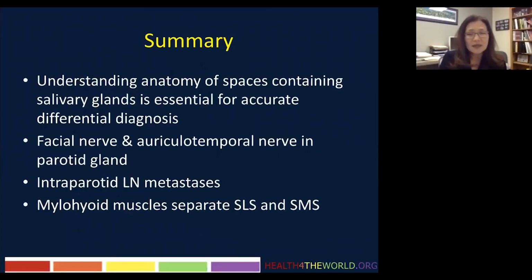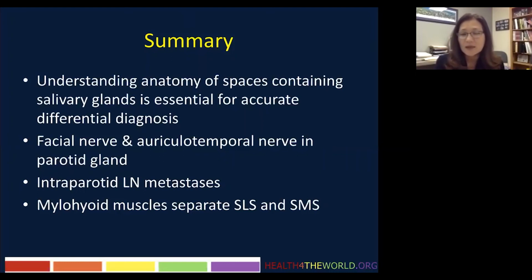In summary, understanding the anatomy of spaces containing salivary glands, such as the parotid space, submandibular space, and sublingual space, is essential for accurate differential diagnosis. Remember, the facial nerve runs in the parotid gland, which is an important anatomical landmark for surgical resection and treatment planning. The auriculotemporal nerve, running behind the mandible, could be a source or pathway of perineural spread. So you always need to pay attention to the auriculotemporal nerve as well as the stylomastoid foramen where the facial nerve is exiting.